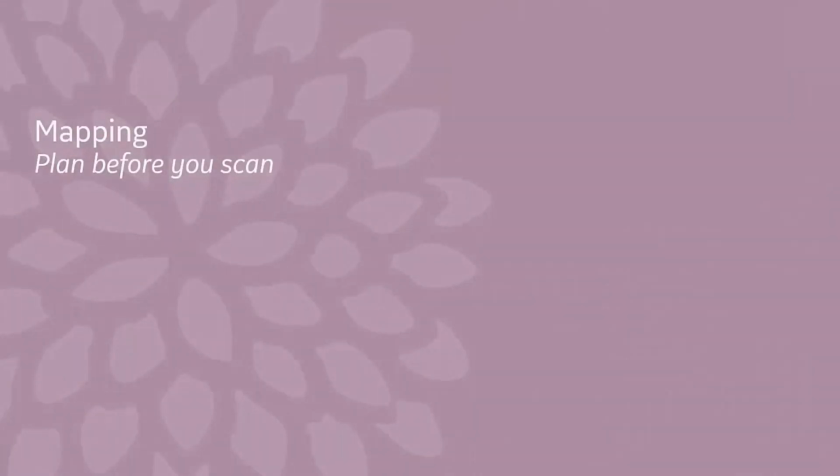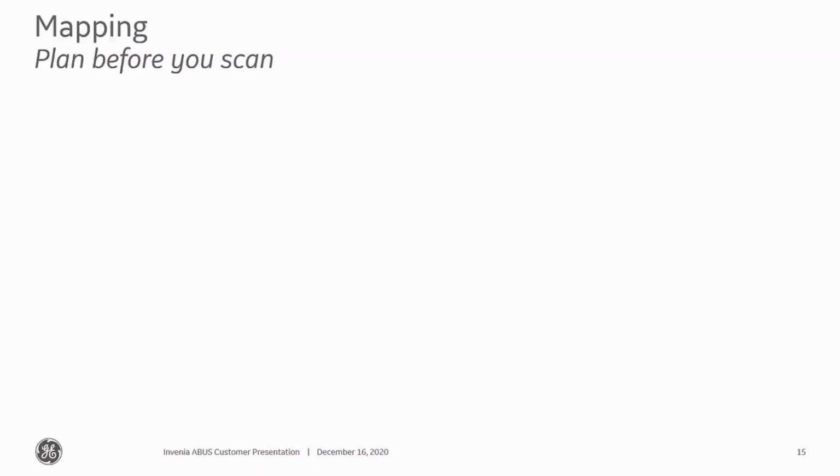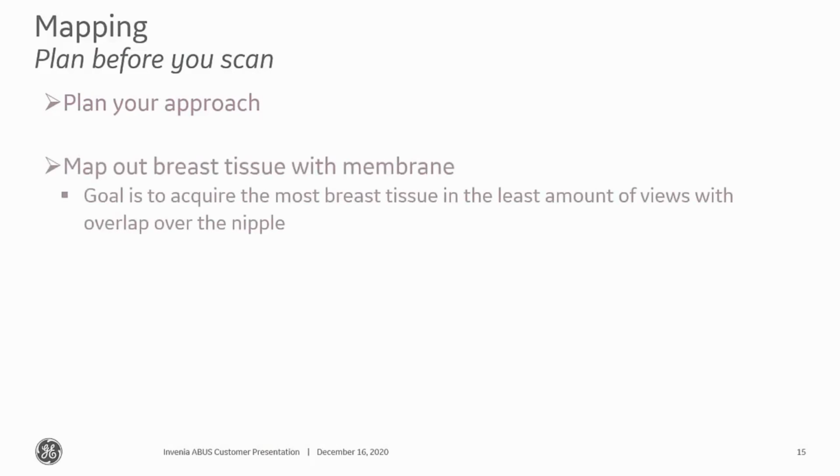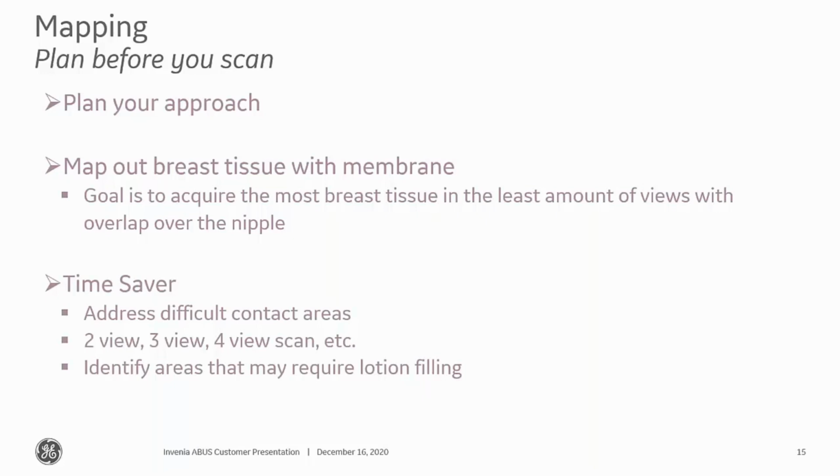Okay, so as far as mapping out the scan, plan your approach by using that membrane. So just pop the membrane off of the scan head and use it to map out the breast tissue. The goal is to acquire the most breast tissue in the least amount of views, making sure that the nipple and central tissue is overlapped, which is where the majority of the dense breast tissue is.